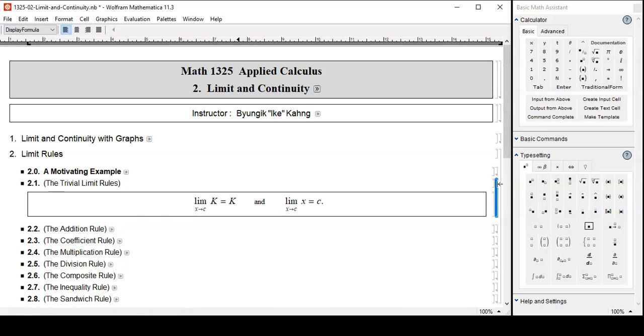The first limit rule is the trivial limit rule. Limit of constant k is k. That means constant k stays at constant k no matter what, because it's constant. It's that simple. Now, how about the second rule? That's even simpler in terms of logic. x goes to c if x goes to c. That's it. If x approaches c, then x approaches c. That's all there is. No wonder they are called the trivial limit rules.